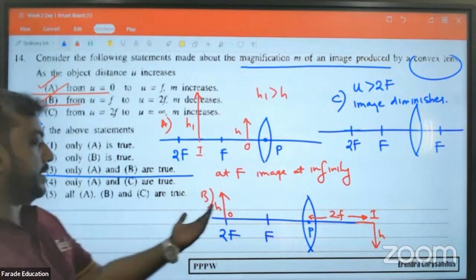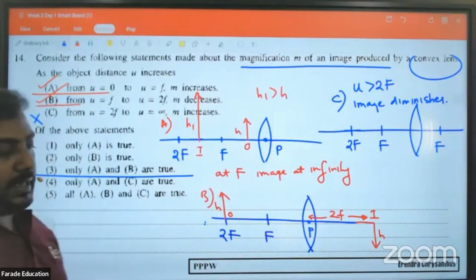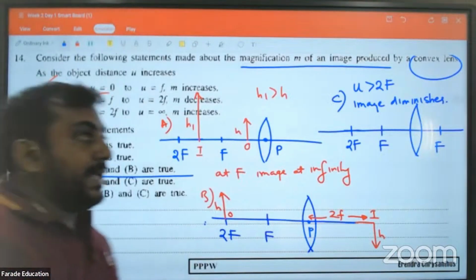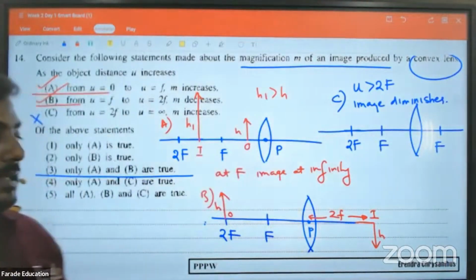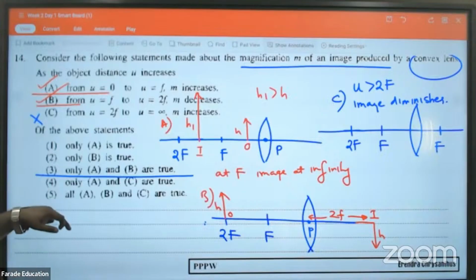Next point. As the object moves beyond 2F, the image will be diminished. Okay. Right.